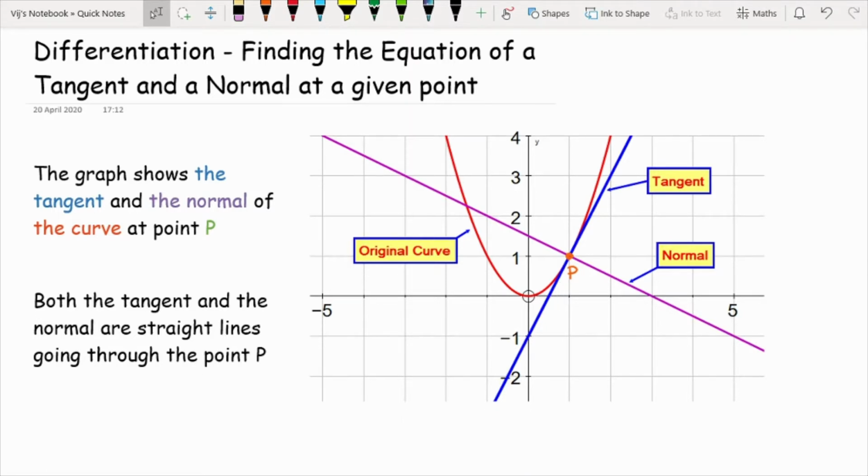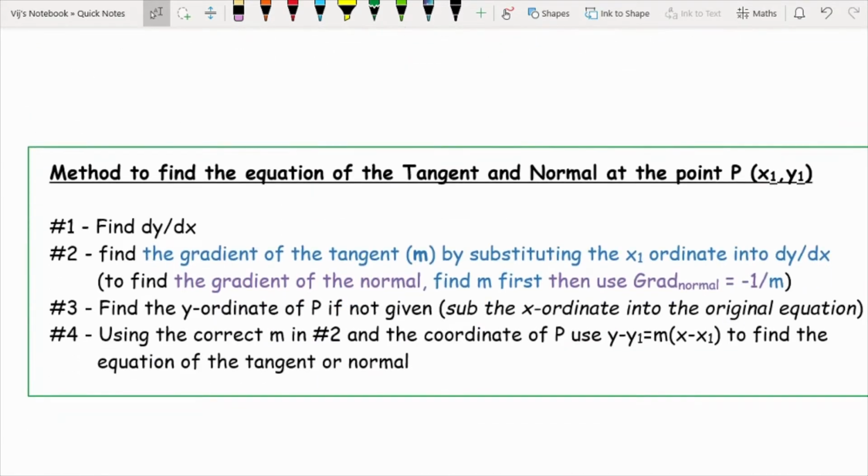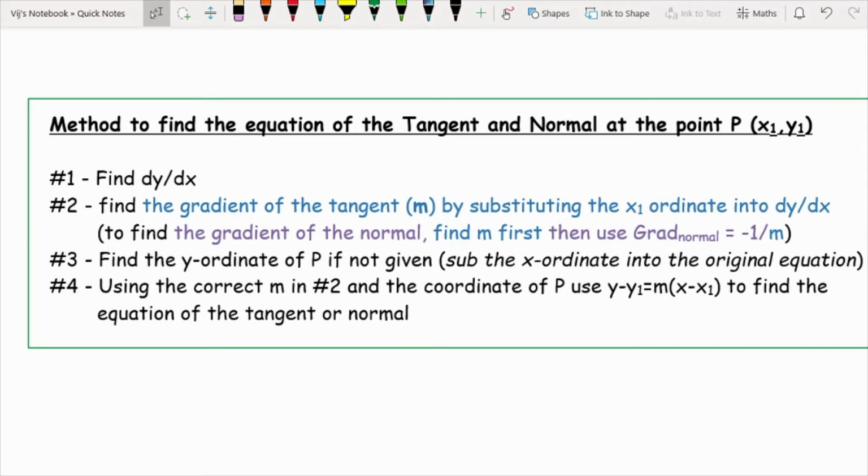So moving on from that, the next thing we need to note is that regardless of whether you are finding the equation of the tangent or the normal, at point P, which in terms of coordinates we're just going to label as x1, y1, it's important that we follow these following 4 steps. What I'd probably recommend is that you make a note of these 4 steps. If you'd like to pause the video to make a note of it, feel free to. So step 1 is you find dy/dx.